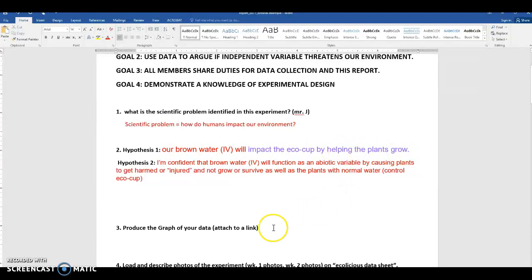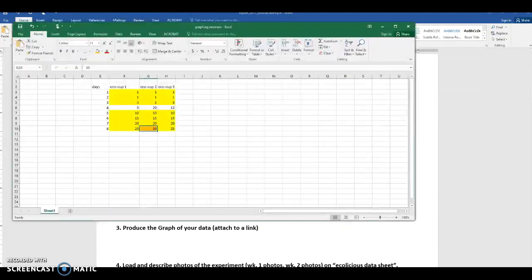So let's look at the data. Let's see what it says. Did it help the plants grow? EcoCups 1 and EcoCups 2 both received brown water. EcoCup 3 did not. EcoCup 1 received brown water and did not grow any better than the cup that didn't receive it. However, EcoCup 2 did. EcoCup 2 is 5 centimeters taller on average than the cup that did not receive it.